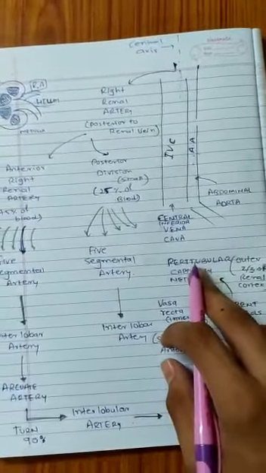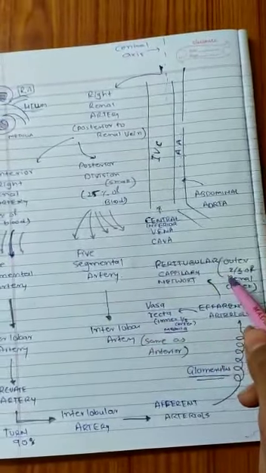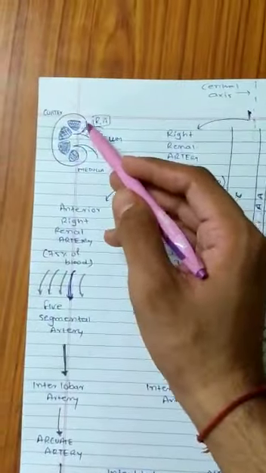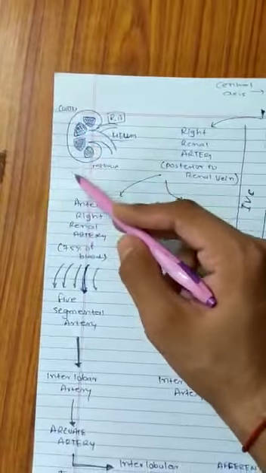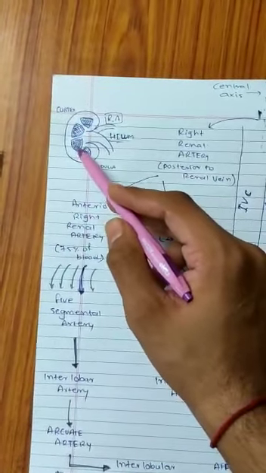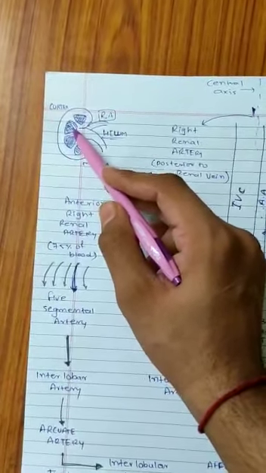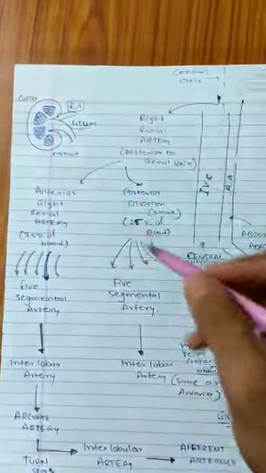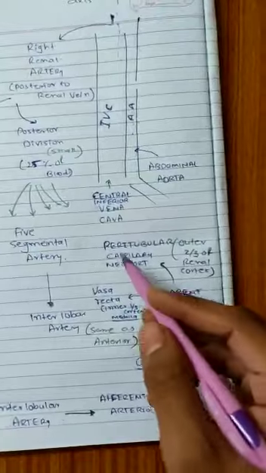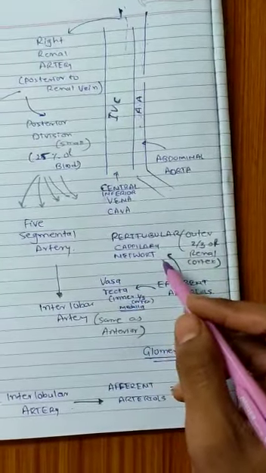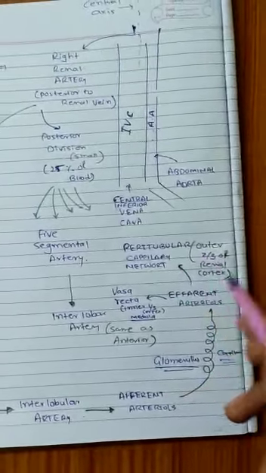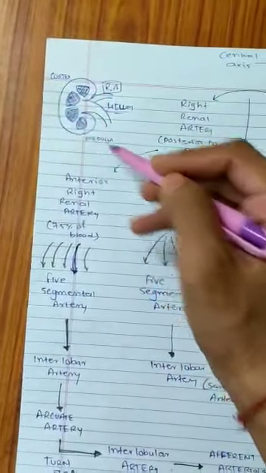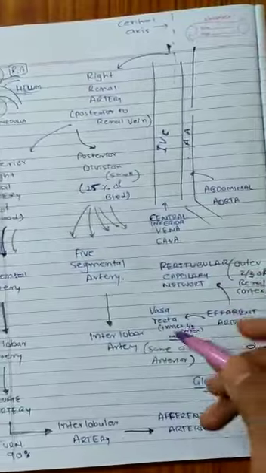This peritubular capillary meshwork will supply the outer 2/3 of the renal cortex of the kidney. This is actually the kidney. This is the cortex part of the kidney, and these shady areas are the medullary pyramids of the kidney. So the outer 2/3 of the cortex is supplied by this peritubular capillary meshwork.